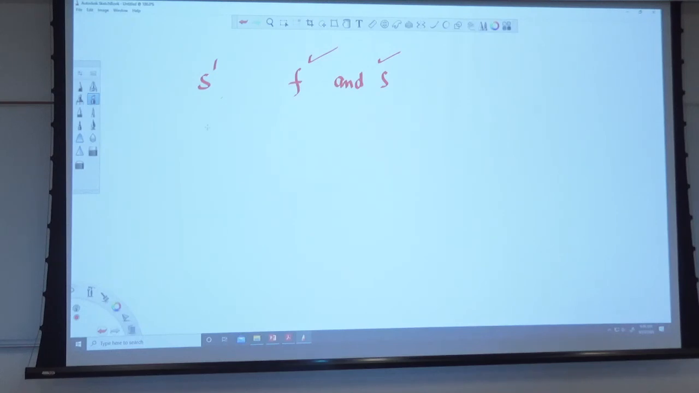So how do you find that? Use this equation, 1 over F equals 1 over S plus 1 over S prime, and then plug the number here, plug the number there, and then find that. We'll continue that next time if you still are not sure what I'm talking about. We don't have time right now. So we'll continue this next time.